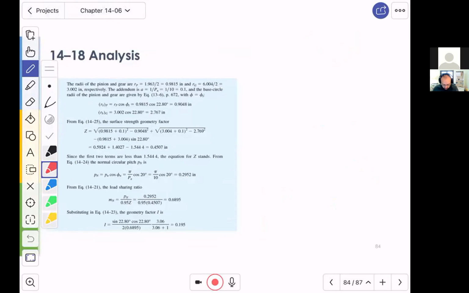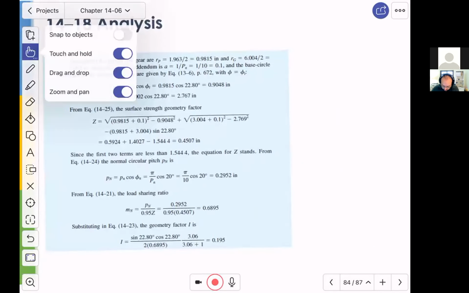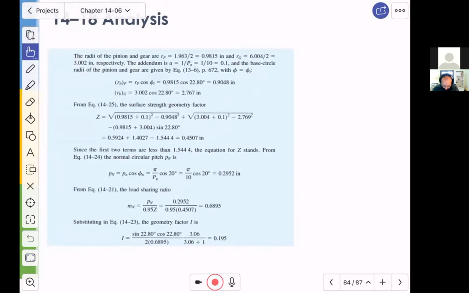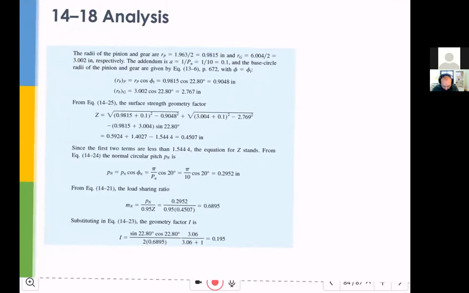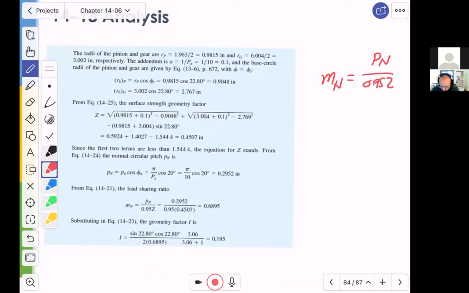Now, what is mN? Well, I'm going to remind you what mN is and then I will stop. Guys, this is the last thing I'm going to say and then I'm going to let you go. So mN, the load sharing ratio, is equal to pN divided by 0.95 Z. The pN has its own calculation and the Z has its own calculation. We're going to continue this later.